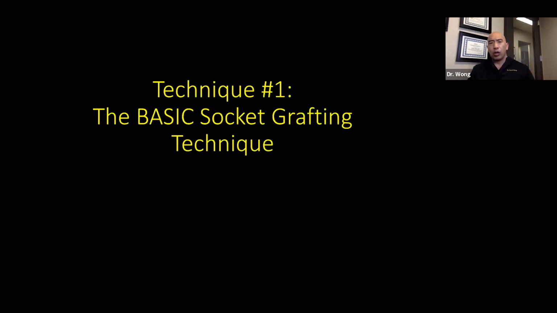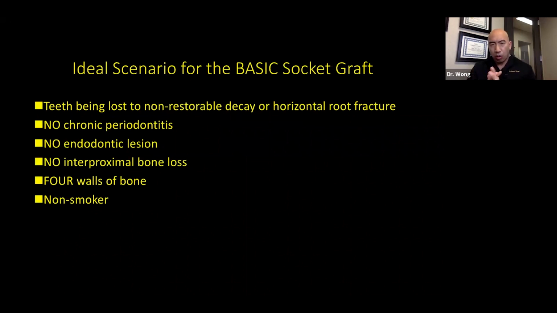So technique number one is what we call the basic socket grafting technique. How this works is when you take out a tooth and we can count that you've got 4 walls of bone: facial, lingual, mesial, and distal. This works really good for teeth that are being lost due to non-restorable decay or a horizontal root fracture. It works the best if the patient is periodontally healthy. You know, they don't have a lot of perio disease, they don't smoke, they don't have a lot of bone loss. These are the cases that are the best, and I'll show you an example.